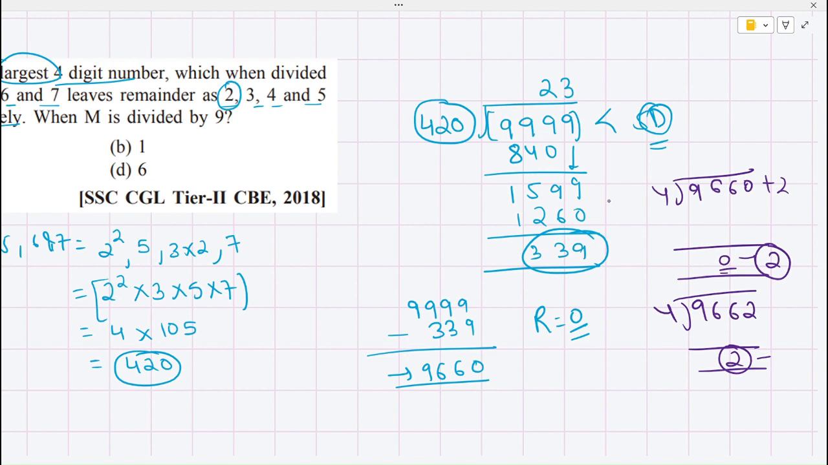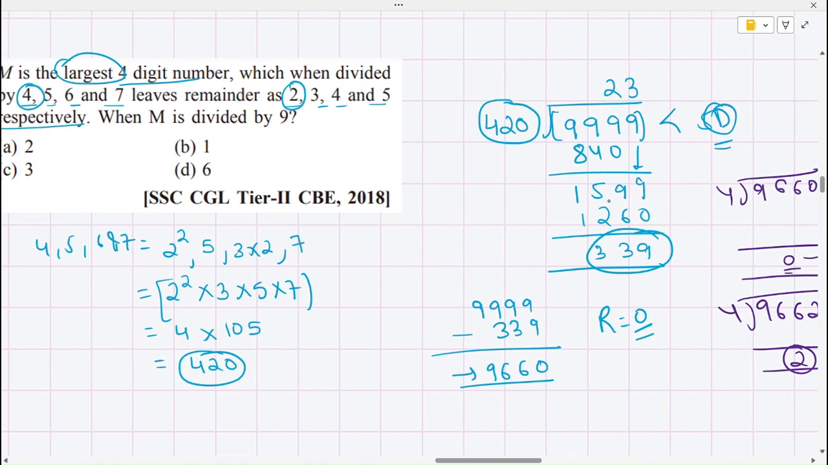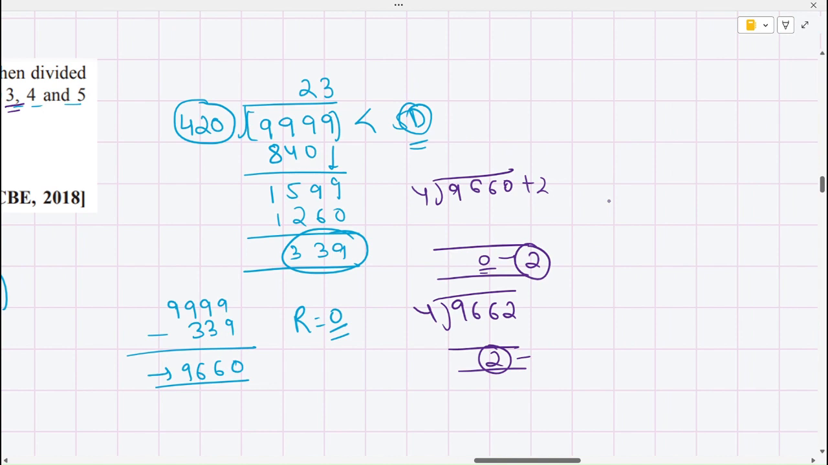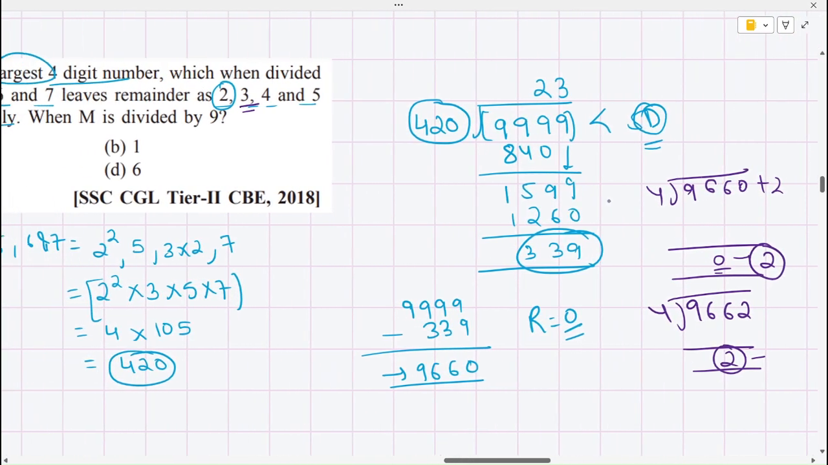But we need to focus on the other cases as well. For example, here it says that when we divide it by 5, the remainder that we should get should be equal to 3. Now obviously the number will remain the same, the number cannot change. So if we divide 9662 by 5, the remainder that we'll get will not be equal to 3, it will be 2 only. Because again 9660 is completely divisible by 5, so the remainder that we'll receive will be 2 again. Which means that we need to find such a number which gives these respective remainders.